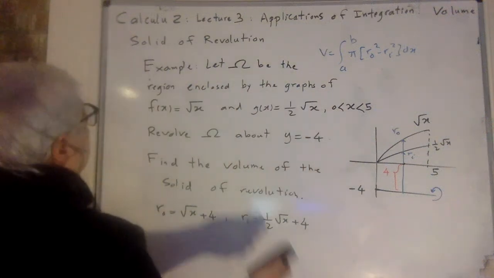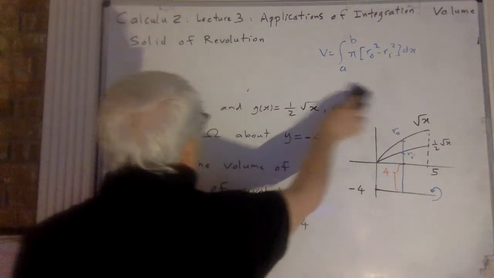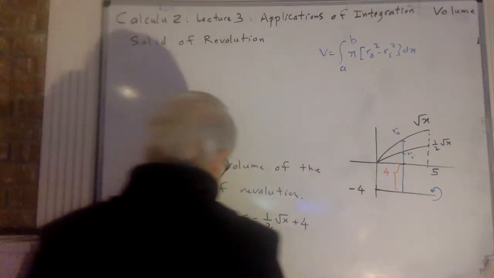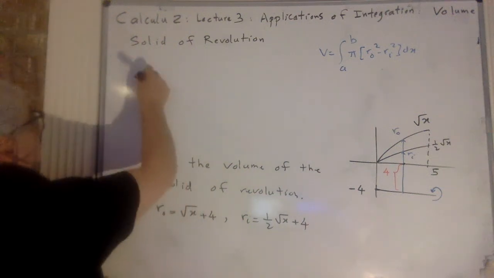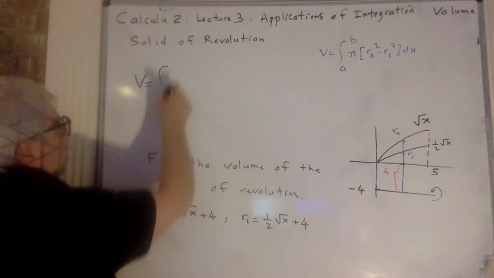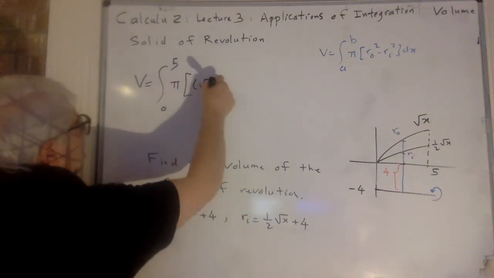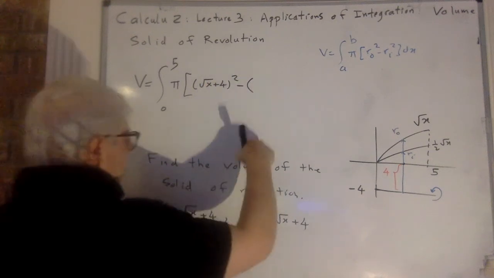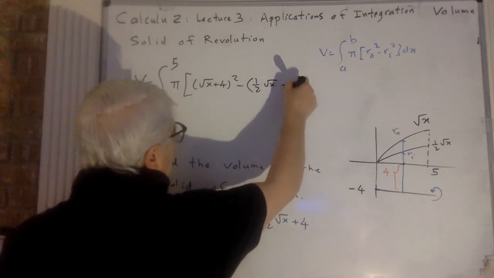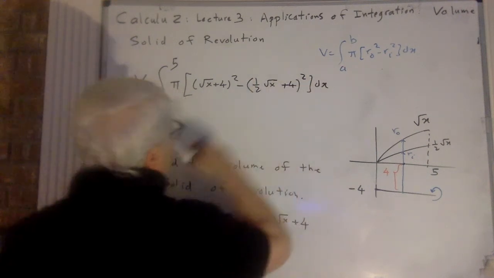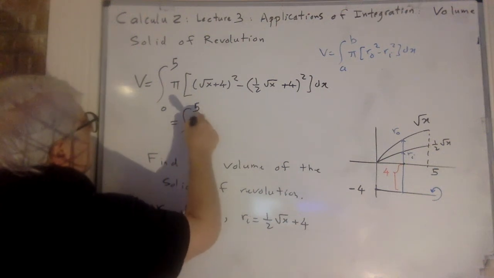So let's erase this part and find the volume. Volume is then the integral from 0 to 5 of pi times RO squared minus RI squared.